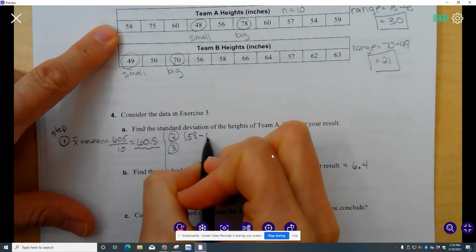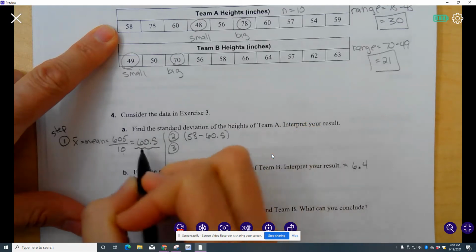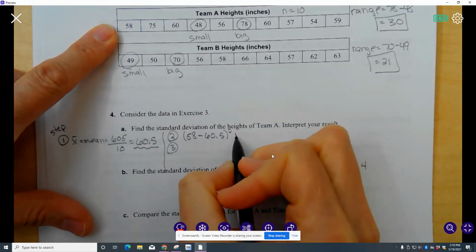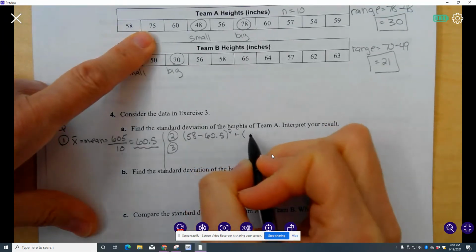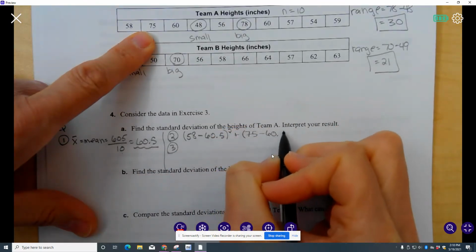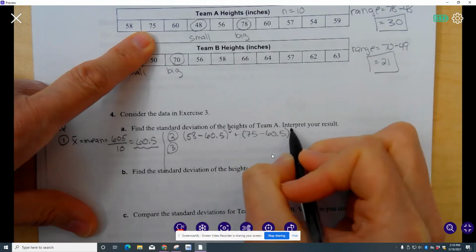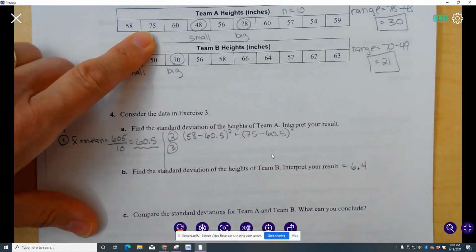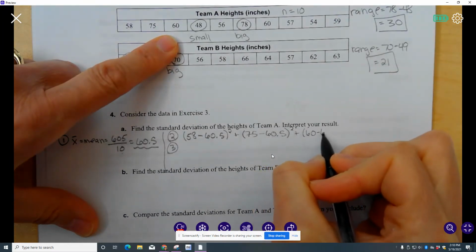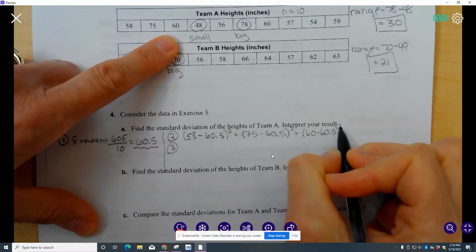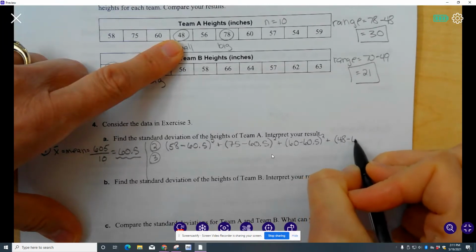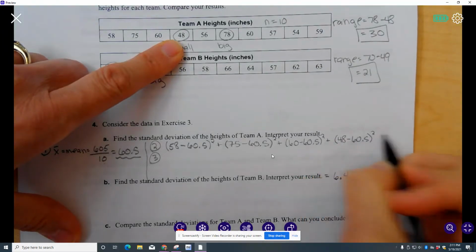58, subtract our mean, which is 60.5, and we're going to square it. And then we're going to put a plus. Then we're going to go to our next height, 75, subtract the mean. Every time we're going to be subtracting 60.5, and then we're going to square it. Next one is 60 minus 60.5, square it, plus 48 minus 60.5, square it.